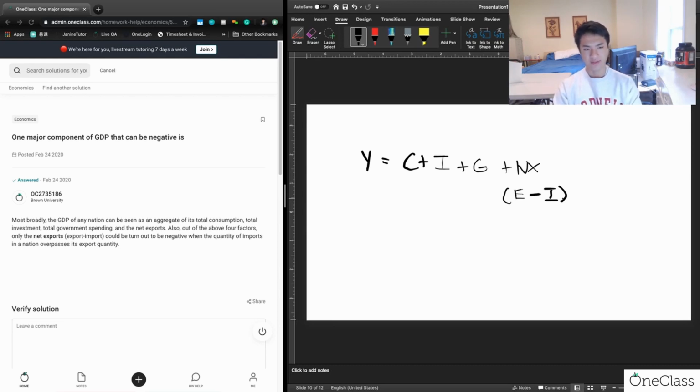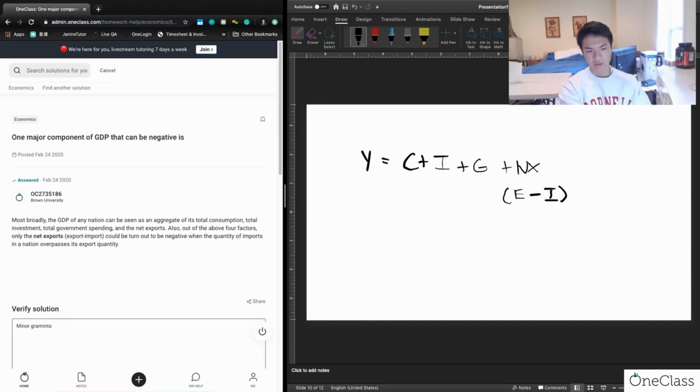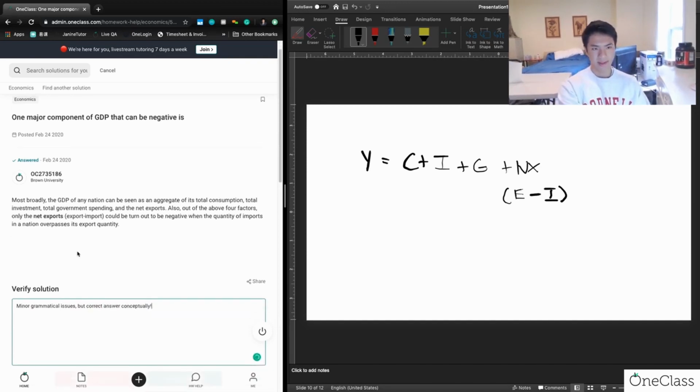So let's take a look. So they say more broadly, the GDP of any nation can be seen as the aggregate of its total consumption, total investment, total government spending, and net exports. Out of the above four factors, only net exports, given by exports minus imports, could turn out to be negative when the quantity of imports in a nation overpasses its export quantity. And so that's correct. We can say minor grammatical issues, but correct answer conceptually. And that is going to cover the correct solution.